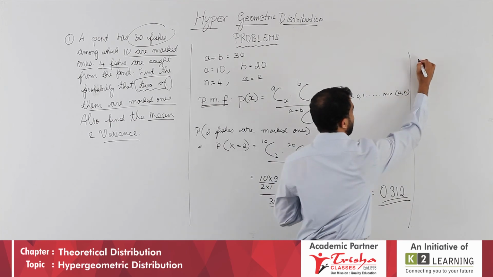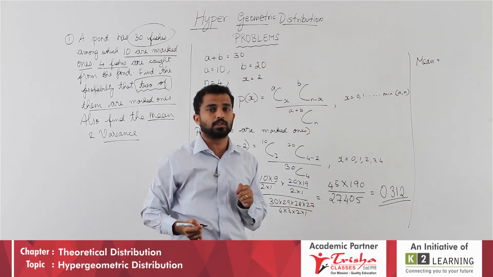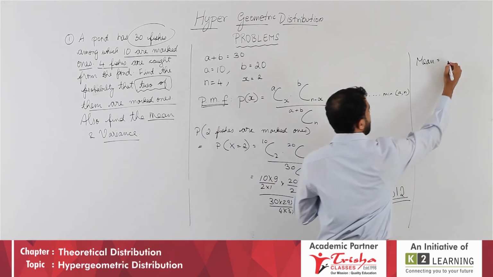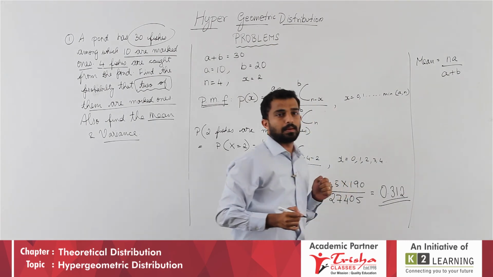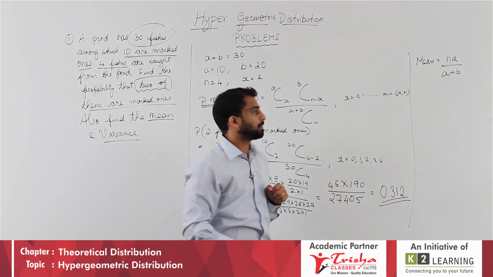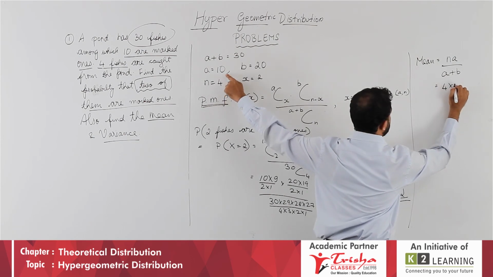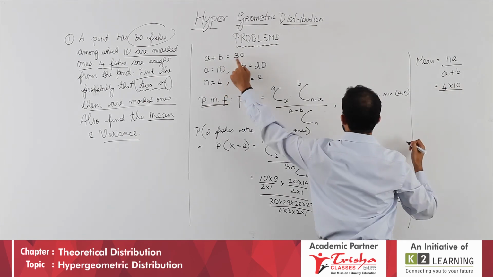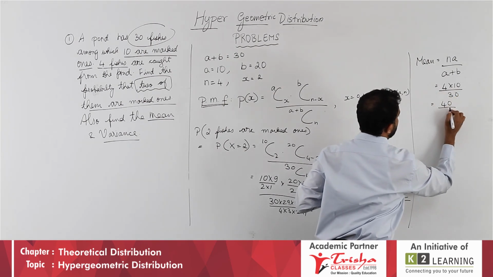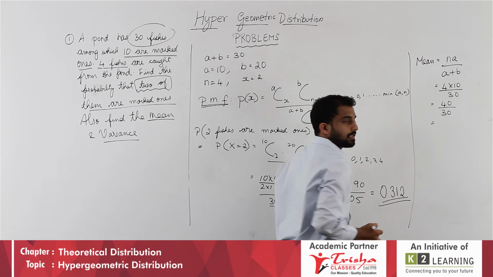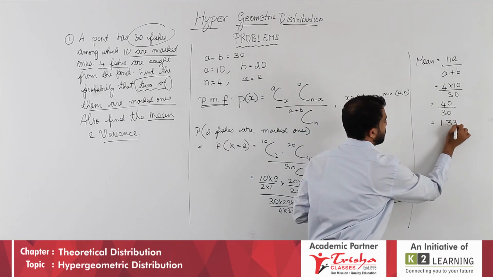Mean. What's the formula for mean? Recall the formula, students, for hypergeometric distribution. Mean formula is n into A divided by A plus B. Let us directly substitute the values. N is 4, A is 10, divided by A plus B is 30, which is 4 into 10, 40 divided by 30, and the answer for mean is 1.33.